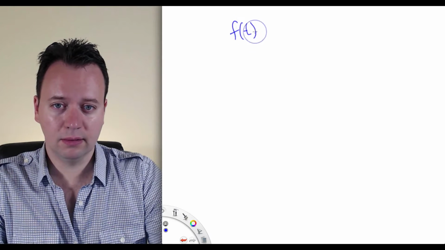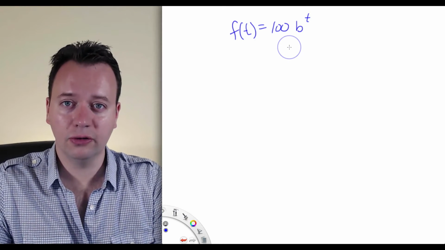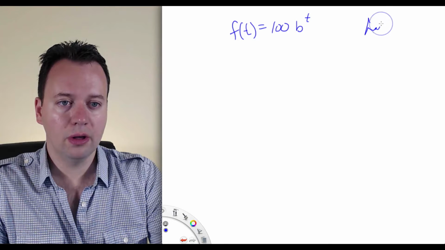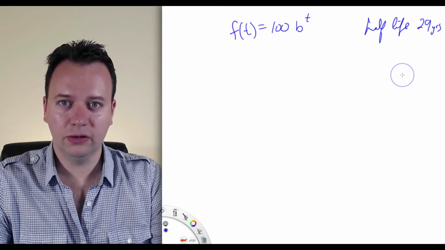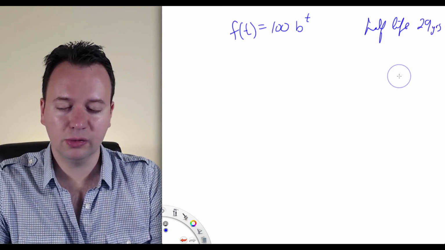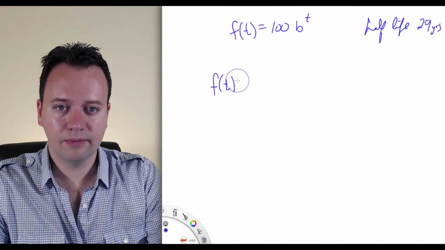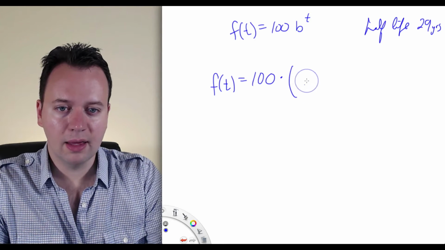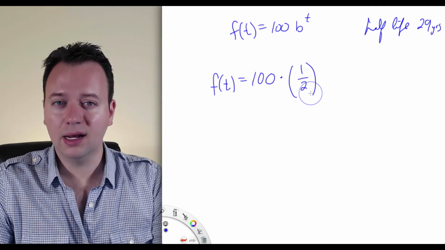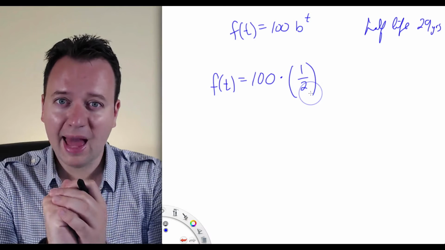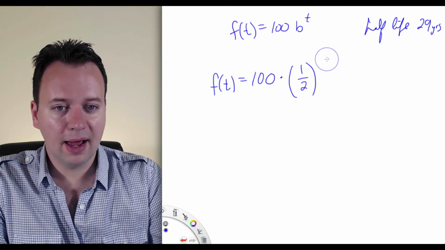So our function again, 100 times b to the t, right? Because when t is equal to 0, we started off with 100 grams of strontium-90, and we know that the half-life is 29 years. So the little trick that I like to do is to explicitly write out what b is in terms of the half-life. So let's write it like this: 100, and then every so often I multiply 100 by 1/2. Now the trick is that it doesn't happen when t is equal to 1. It happens when t is equal to 50. So to take this into account, I have to adjust the exponent.